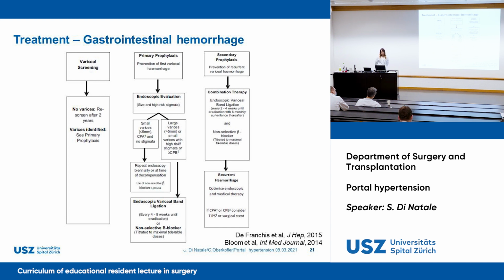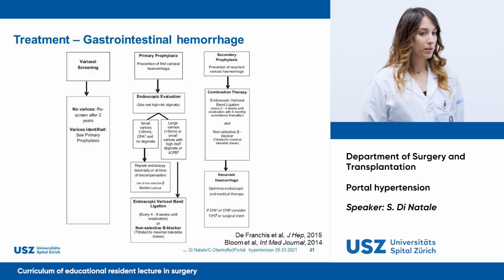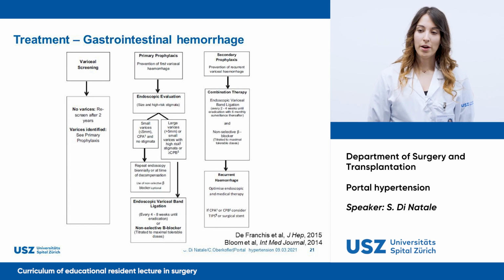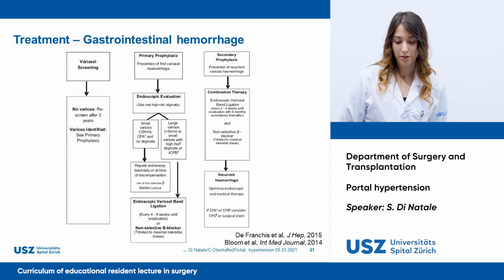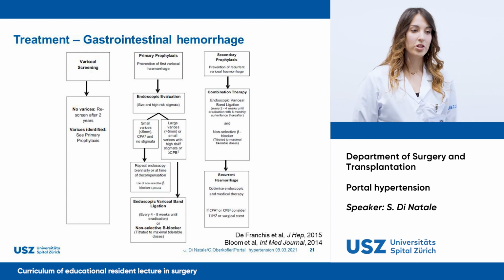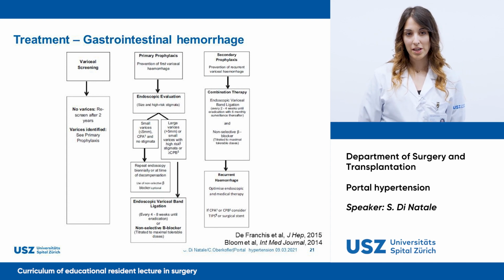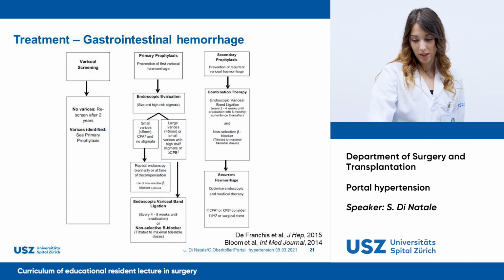If an index bleeding has occurred, secondary prophylaxis should be initiated to prevent recurrent variceal bleeding. Combination therapy of endoscopic variceal band ligation and non-selective beta blockers is recommended, and in case of recurrent hemorrhage, an optimization of the medical and endoscopic therapy should be achieved, and a TIPS as well as a surgical shunt should be considered.